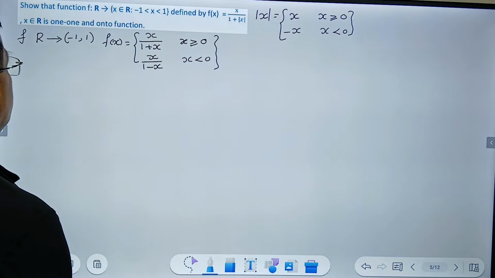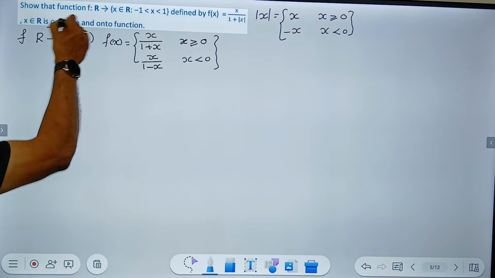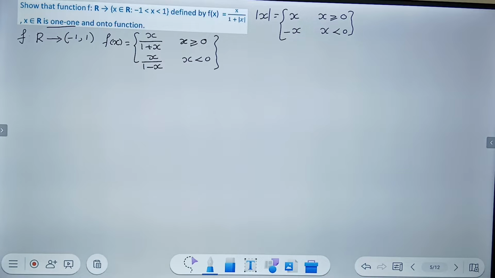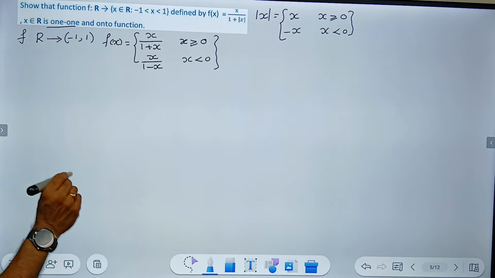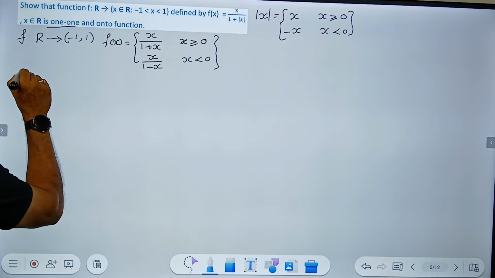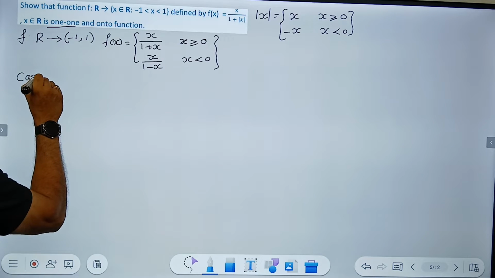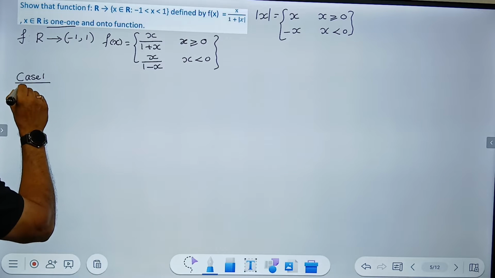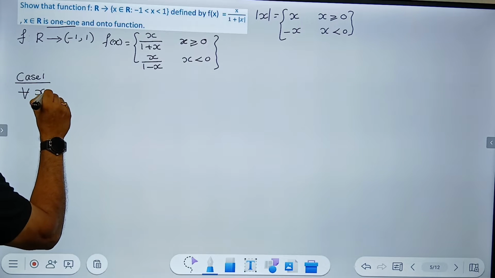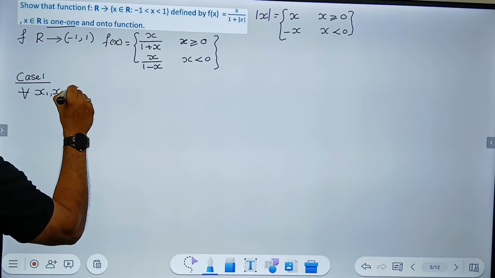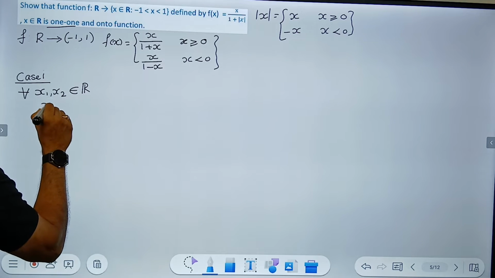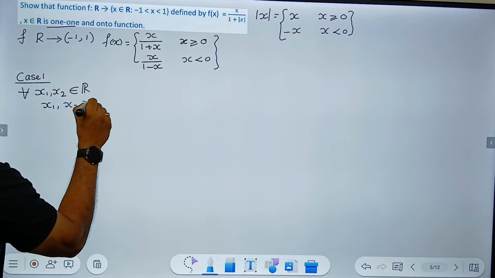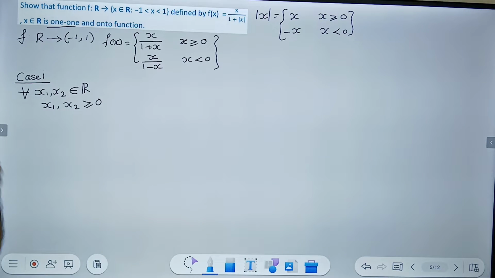Now it is my job to check whether it is 1 to 1 or not. The question says show that it's 1 to 1 and onto. Sometimes they will ask only to check whether it is 1 to 1. So let's see whether it is 1 to 1 or not. Now here again you have different cases. So case 1. What is case 1? For every x1, x2 belongs to R, where x1 and x2 both are positive. Okay, so what happens here?